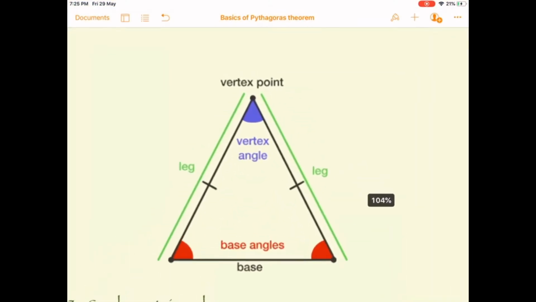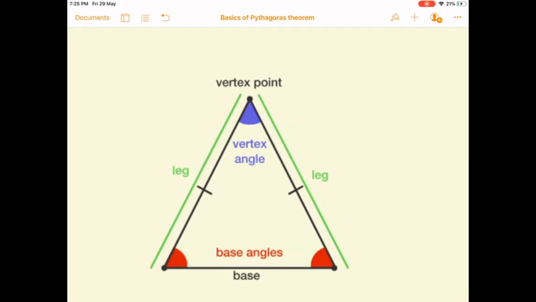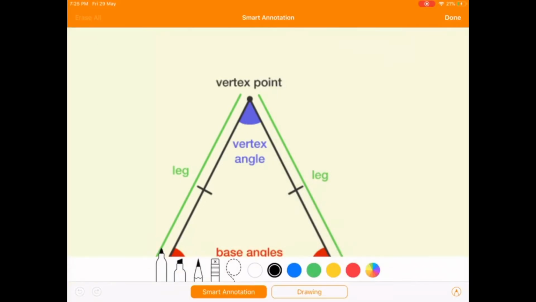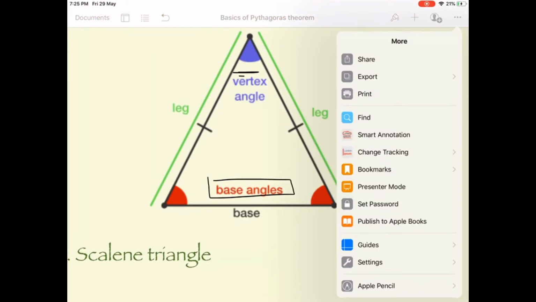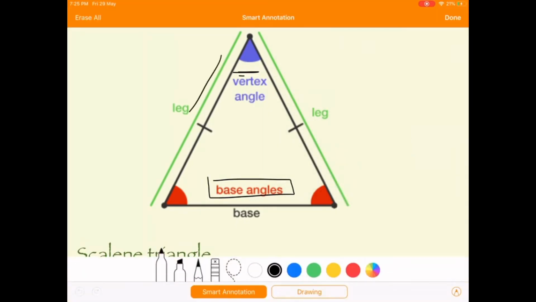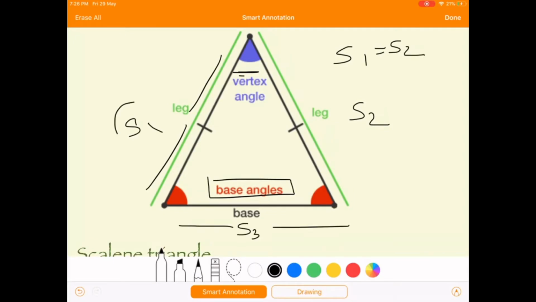This is also an isosceles triangle. You can see this is the vertex point, this is the vertex angle, and this is the base angle, right? These two sides, S1 we will take, S2 we will take. These both sides are equal. S1 is equal to S2, but this S3 is different. If S1 is let us suppose 3, then S2 is also 3.